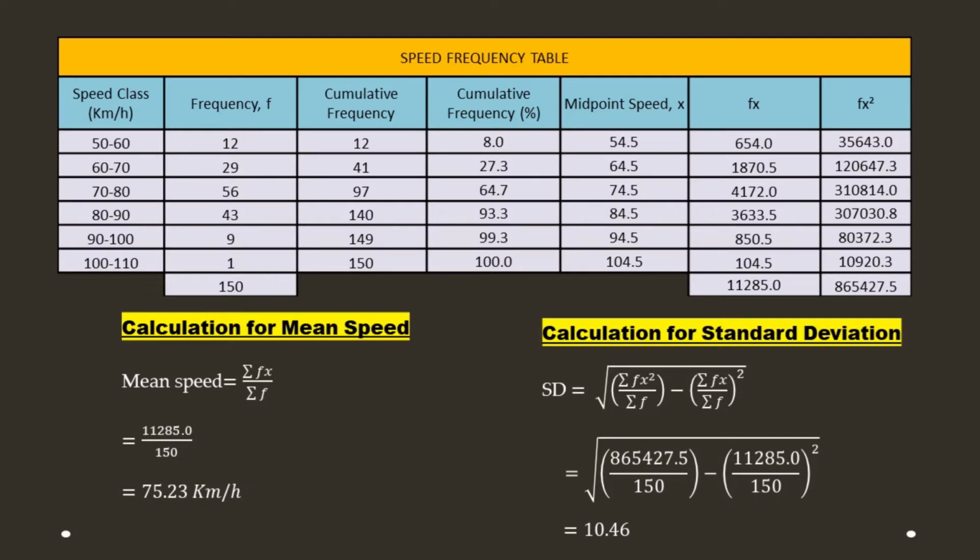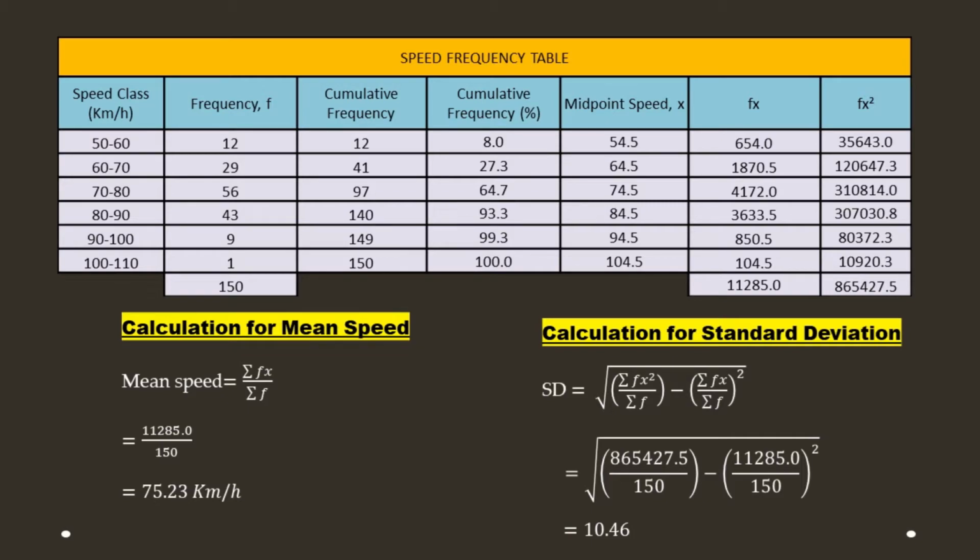Once the data is ready, we need to do the speed frequency table. The first thing we need to do in the speed frequency table is to set the speed range, which is also known as the speed class. For our study, we start with 50 km per hour and stop at 110 km per hour. Once the speed class is determined, we need to calculate the midpoint speed. Midpoint speed can be calculated by taking the first class as an example. So we add up 50 and 60 together and divide by 2, and that is the midpoint speed.